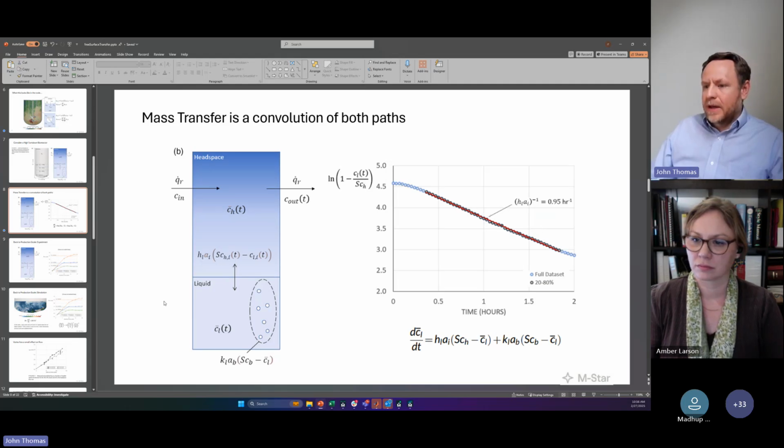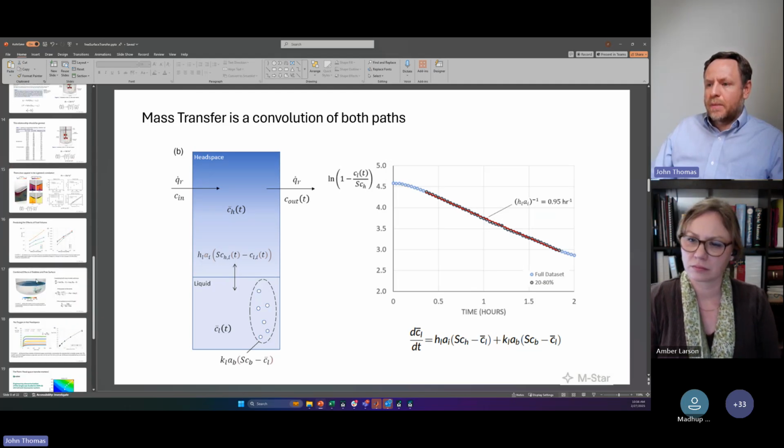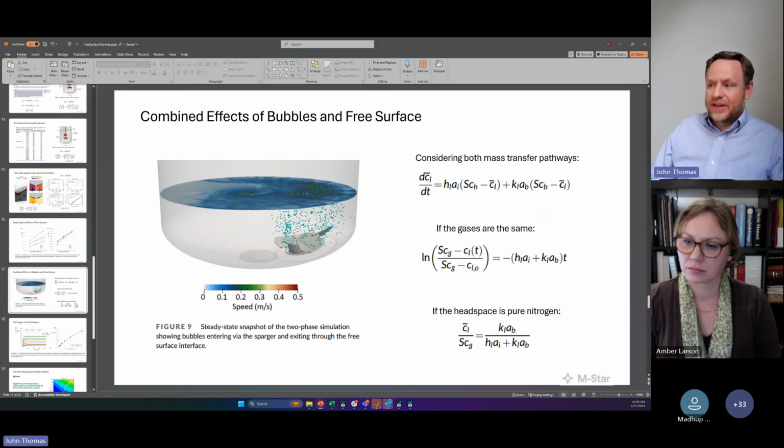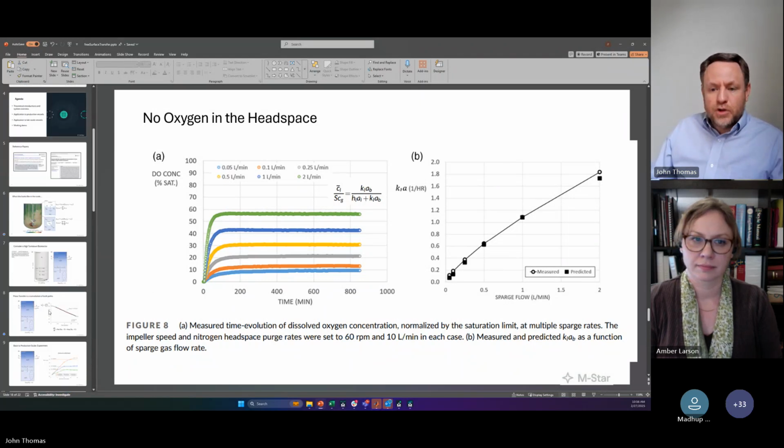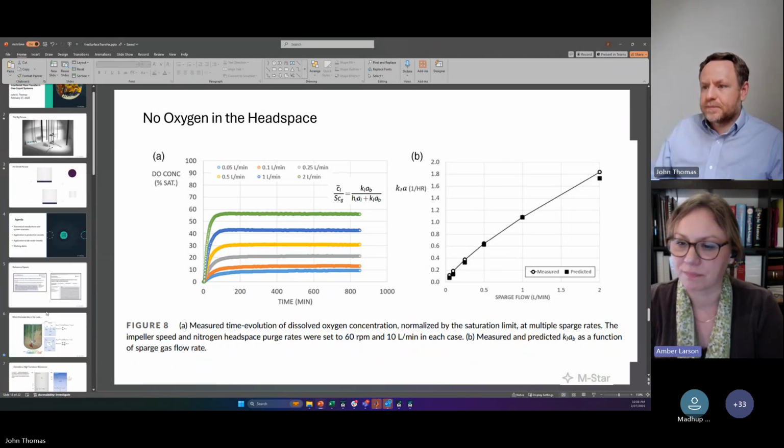In fact, the only case I had with convolved sparging and free surface transfer were these examples here, where I spoke about when they compete. And when they measured this, it was both sparging and headspace transfer. We didn't do that until we had both individually characterized very well. Good question. Okay, next question.